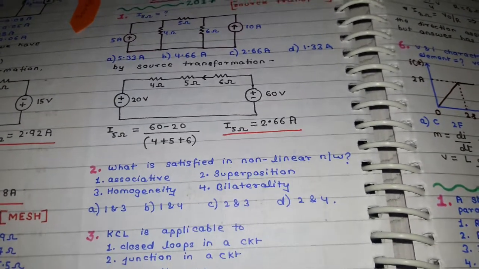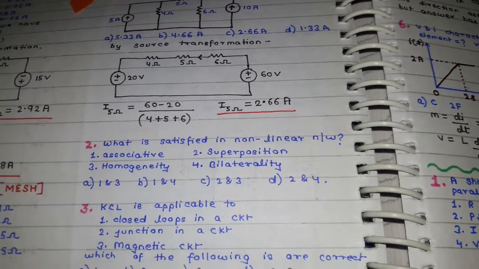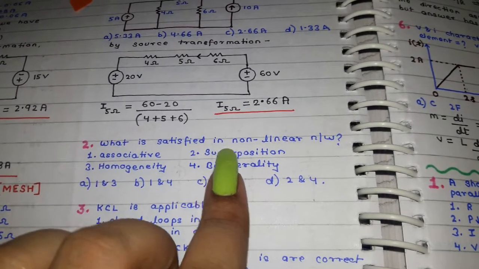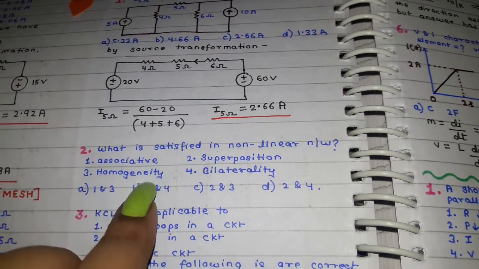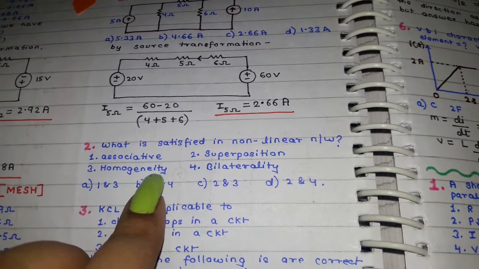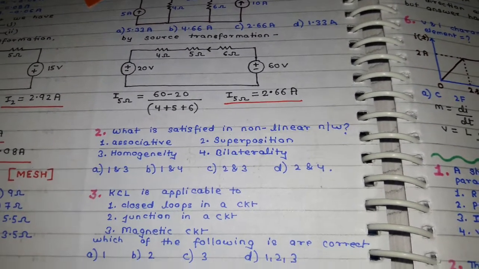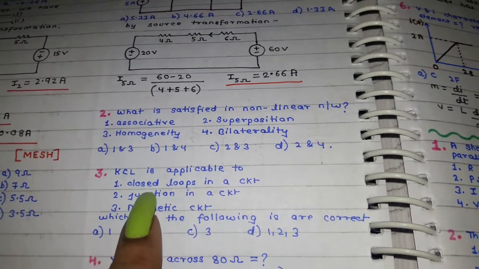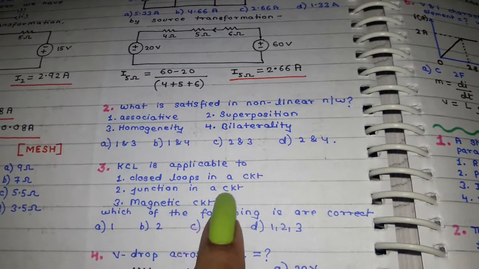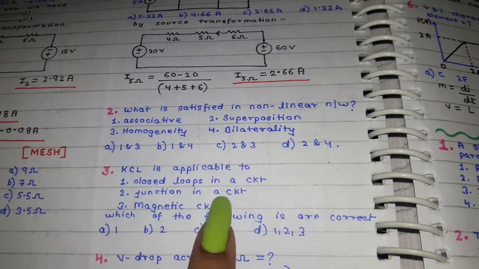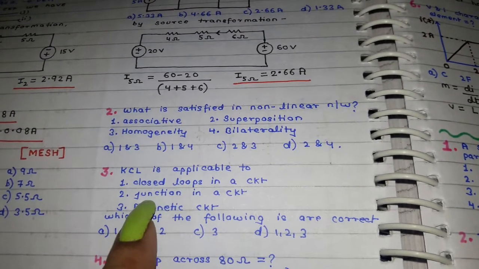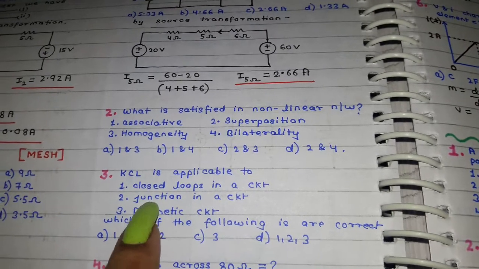Now we are going to have some theoretical questions. What is satisfied in a non-linear network? This is the question which is based on my first sheet, and I shall be linking that sheet in the description box. KCL is applicable to closed loops in a circuit, junctions in a circuit, magnetic circuit, and so forth. So the answer is junction in a circuit. KCL is always applied on a junction.